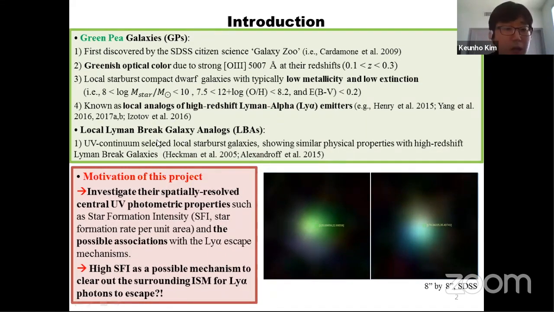As for local Lyman Break Galaxy analogs, they are UV continuum selected local starburst galaxies showing similar properties with high redshift Lyman Break galaxies. To this end, the motivation of this project is to investigate the spatially resolved central UV photometric properties, such as star formation intensity. In this talk, star formation intensity is star formation per unit area, equivalent to star formation rate surface density. We'll investigate the possible associations with the Lyman alpha escape mechanisms, using our measured star formation intensity.